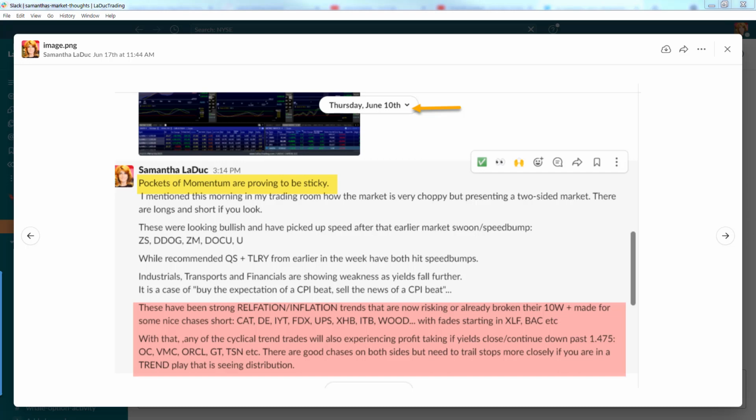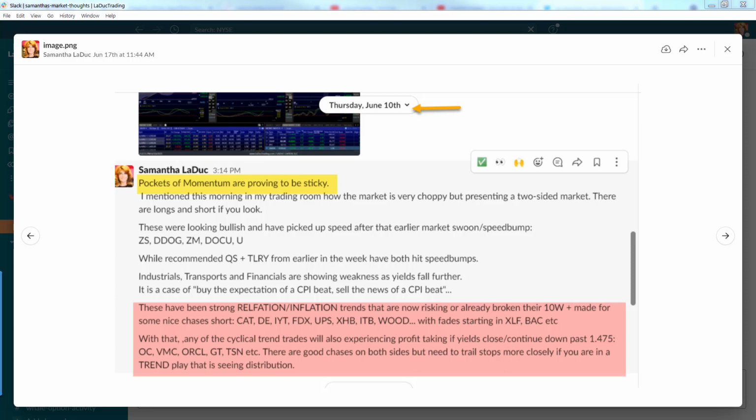And I post my thoughts in my live trading room as well as for clients. Case in point, June 10th, which was a little over a week ago, I had said pockets of momentum are proving to be sticky. And I definitely saw a two-sided market. There are longs and shorts for sure. The bullish plays under the market are extremely robust. And the stuff that is traditional reflation was weakening. The industrials, the transports, the financials, as yields fall further.